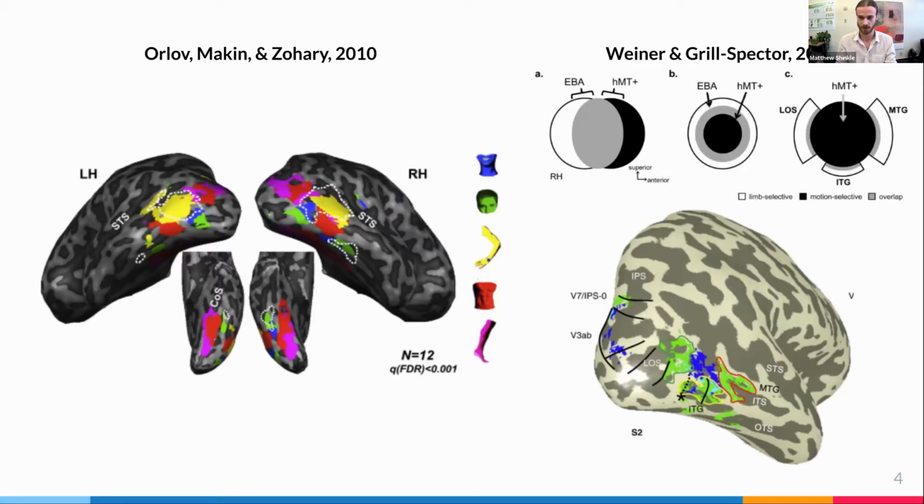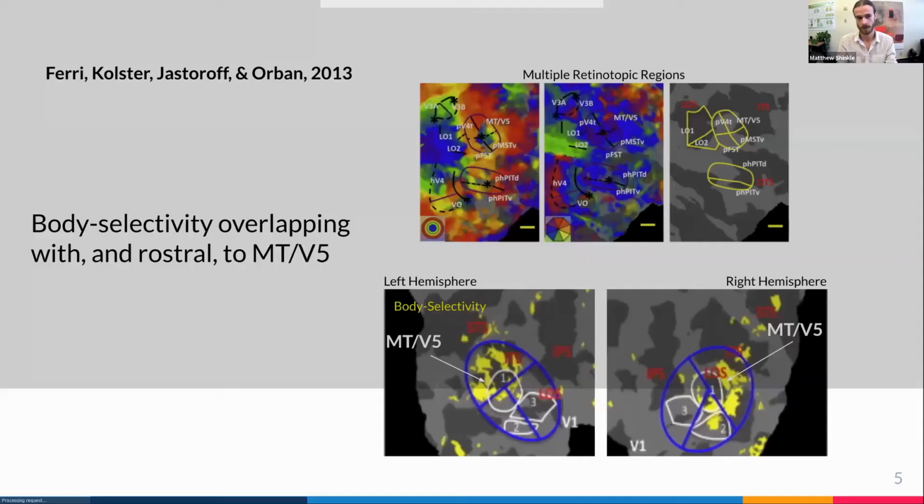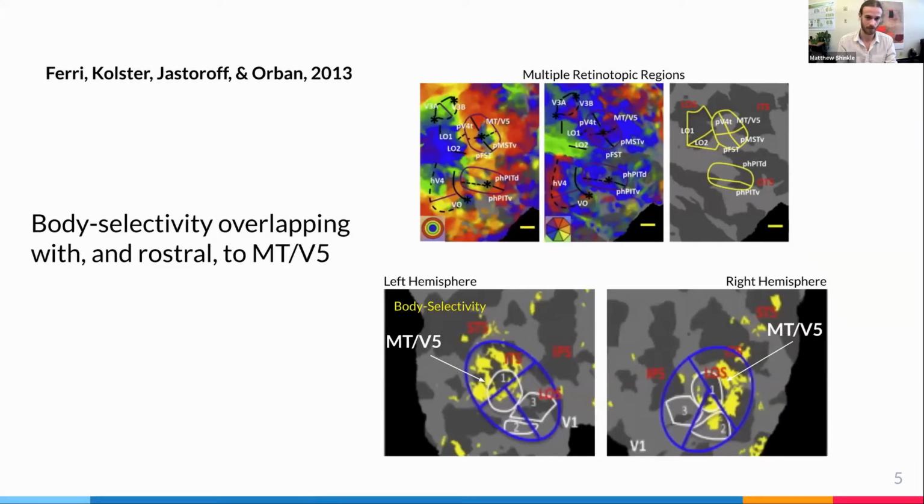Weiner and Grill-Spector in 2011 did a similar study, but found that body selectivity was generally circumscribed to a region around hMT, a region of cortex known to be selective to motion. And they found that body selectivity could generally be described as 3 distinct clusters with selectivity to different body parts and visual field locations. Ferri, Kolster, Jastorff, and Orban in 2013 used maps of retinotopy and motion selectivity to determine the degree of overlap between motion and body selectivity around hMT, finding a large degree of overlap in this region.